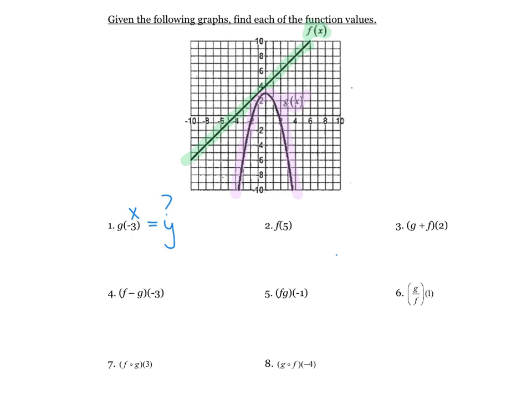So how we do that is we go to where x equals -3, which would be right here. And then we go to the g of x function, which is that purplish color. So we go down, g of -3. Where do I hit my graph? I hit it when y equals -6.